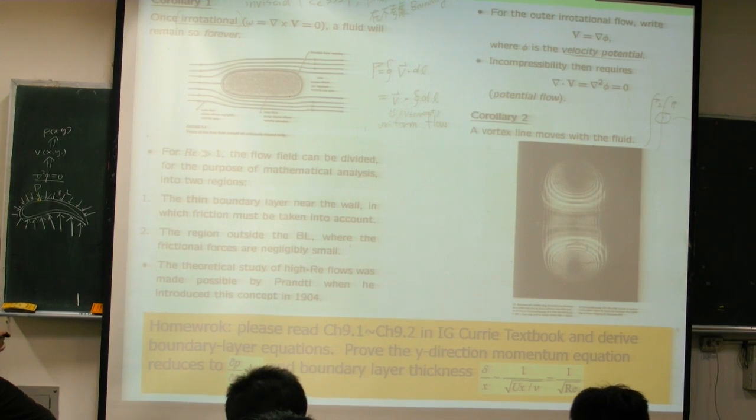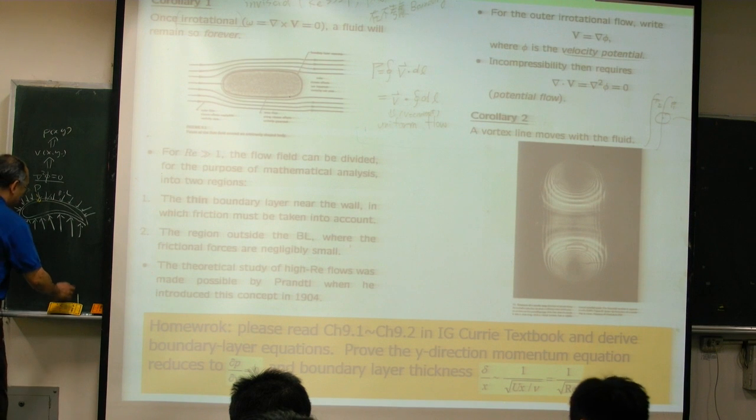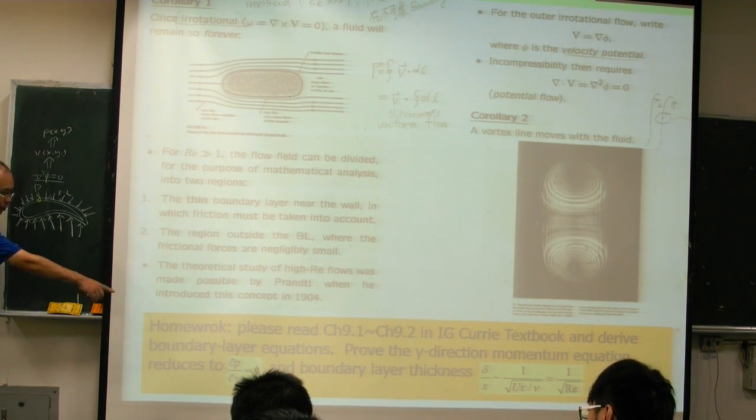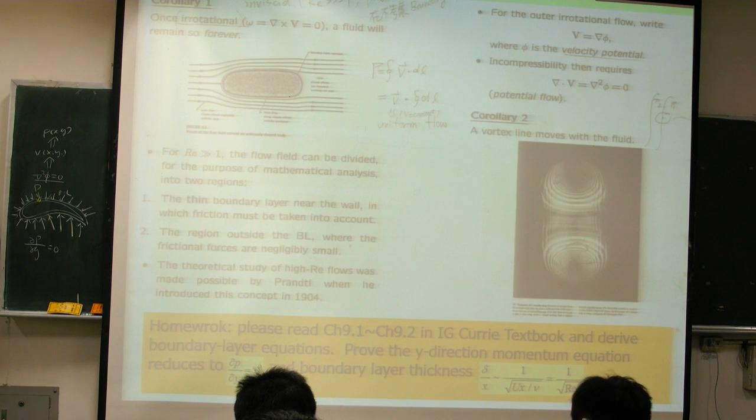Partial p partial y equal to 0. I don't want to write this, but this is a boundary layer momentum equation. That means inside this boundary layer, they should satisfy this one here.